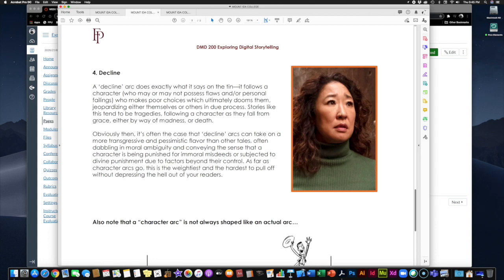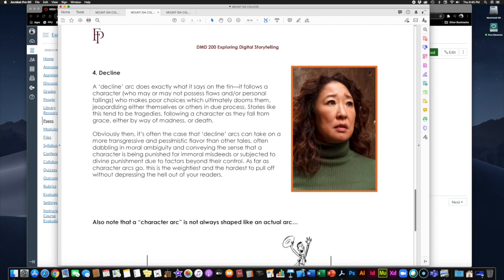This is Eve from Killing Eve, which is a story about an MI6 agent who becomes obsessed with a serial killer. And I won't tell you the rest because I don't want to ruin the story. But let's just say things go badly for her. So in this case, the decline arc can take on a more transgressive or pessimistic flavor than the other tales, because we're not so much building a hero in the decline arc, you're tearing down a possible hero. But those also make for super interesting stories.